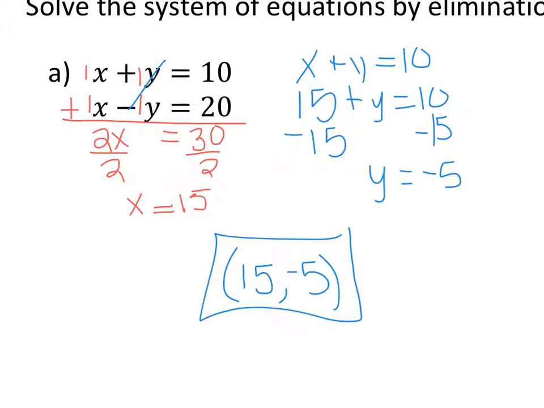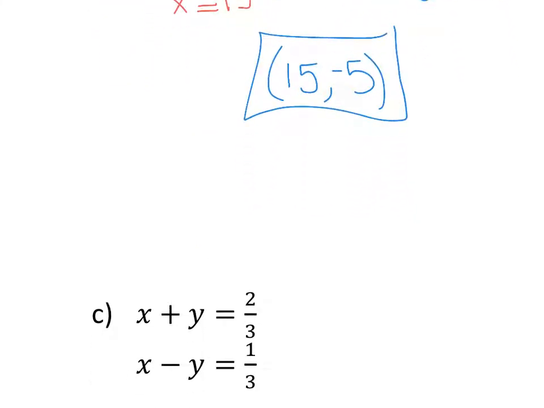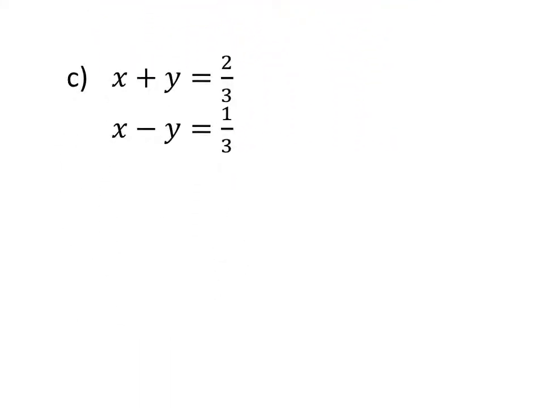B is very similar to A, so go ahead and do that one on your own. Letter C. I wanted to do this one because it has some fractions in here. Okay, so let's investigate a little. I definitely have x's, y's, equals, and constants lined up. X and x have the same coefficient. Y's have opposite coefficients, which is what I like to see.